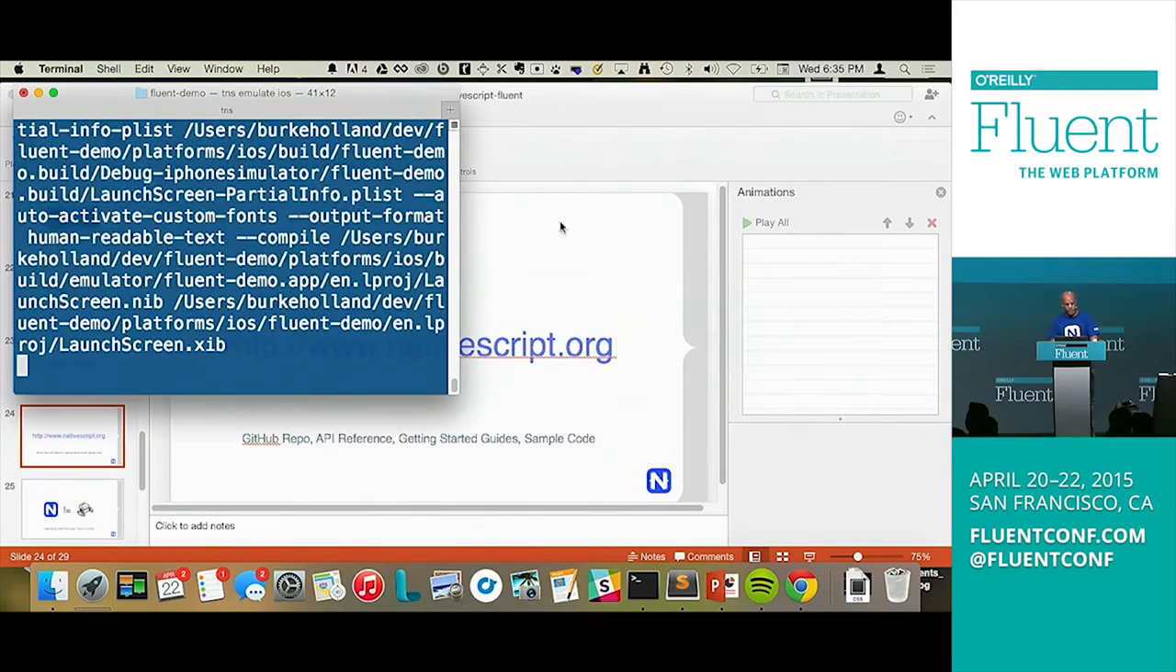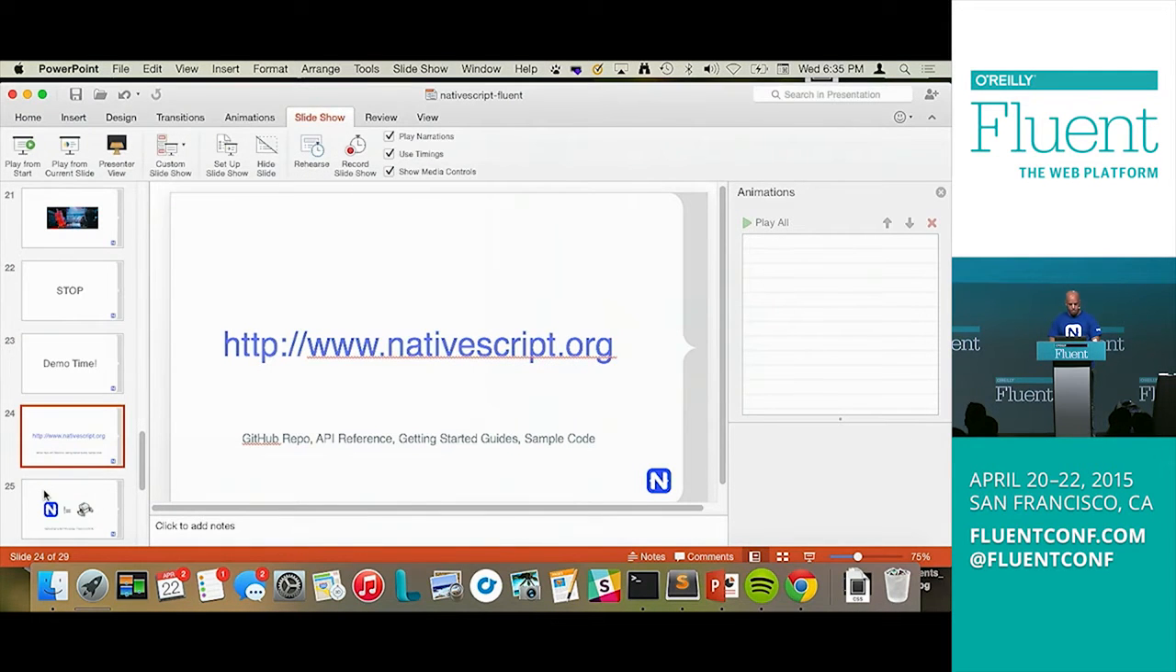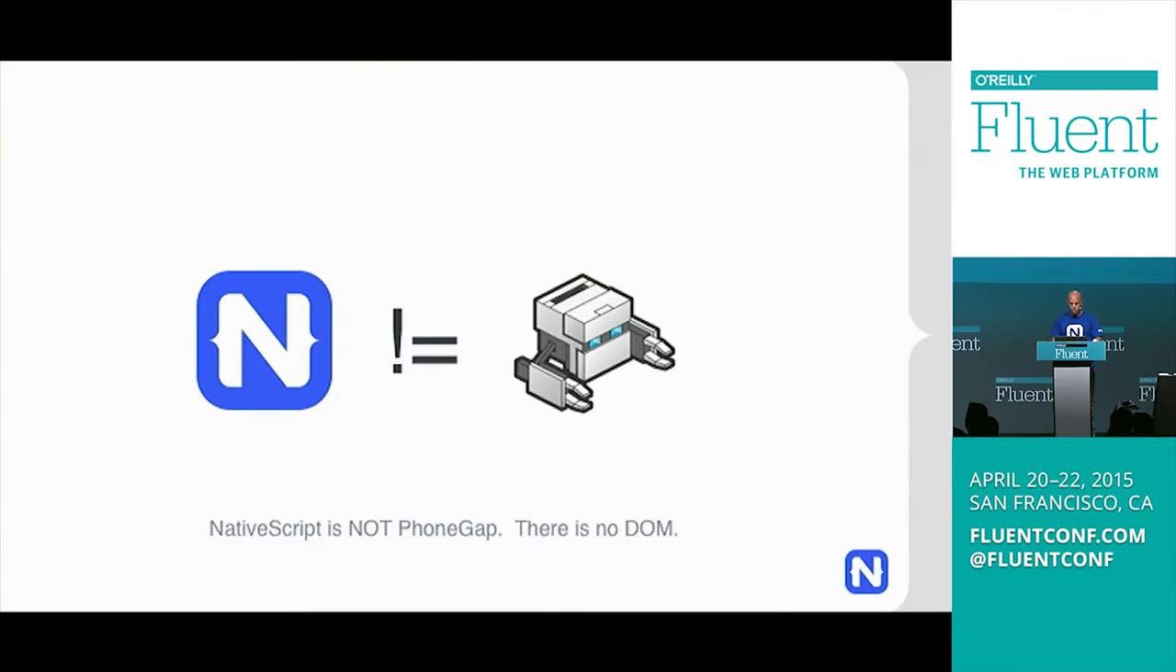And actually, there's one thing I do want to talk about before we get started. There's one question that I want to address because I know it's going to get asked. NativeScript, and I stole this slide from TJ, NativeScript is not PhoneGap. Repeat after me. NativeScript is not PhoneGap. Very good. It's not PhoneGap because there's no HTML and there's no DOM. Repeat after me. There is no DOM.